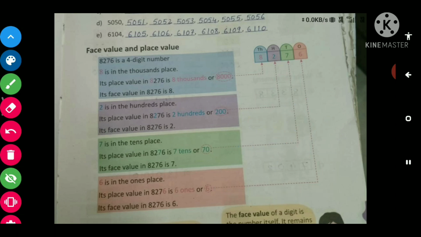So face value is the number which is highlighted in the question. If the question is asking about that particular number, that will be the face value. And the position of the number will be the place value. I hope you have understood. Now suppose this one is another number.